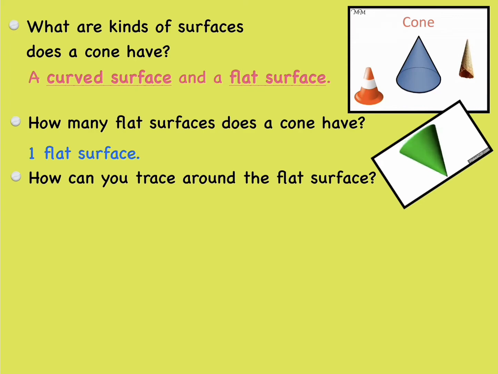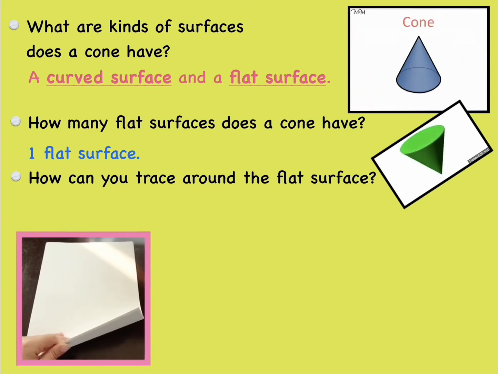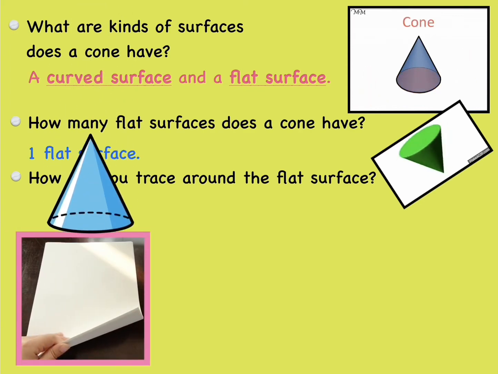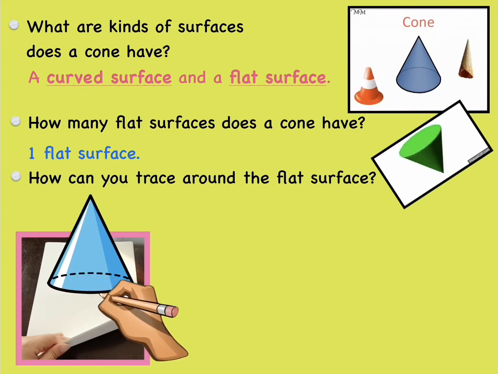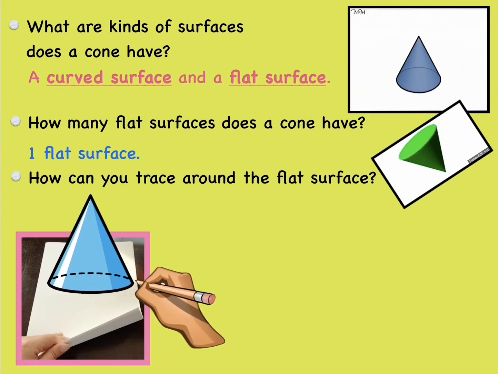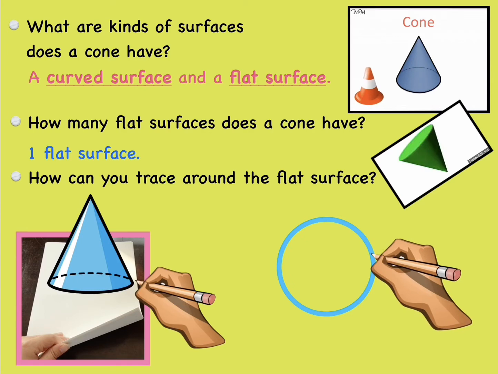Now, how can you trace around the flat surface? Okay, I will tell you how. We can put the flat surface down on the paper and draw around the shape. Do you know what shape we are going to find? Well done! We can find a circle, so we can trace a circle.